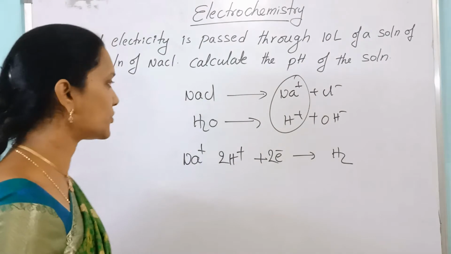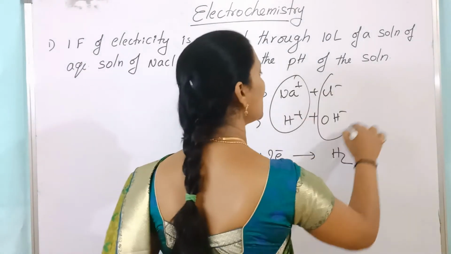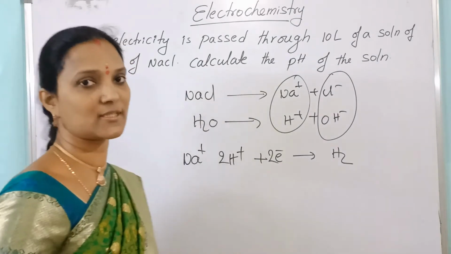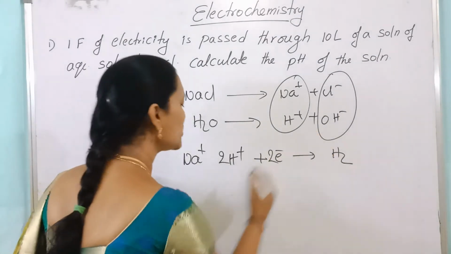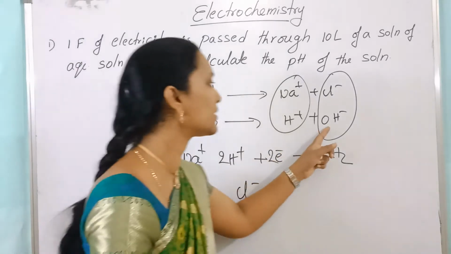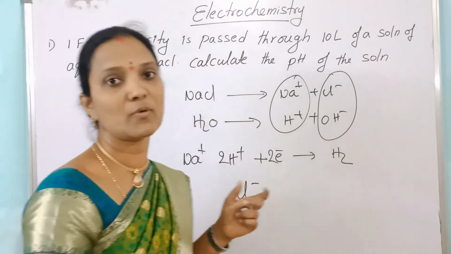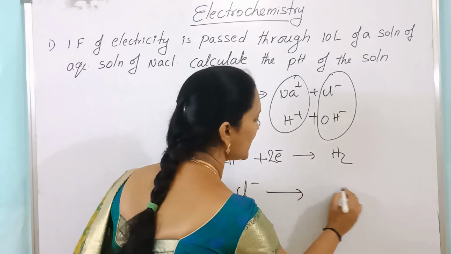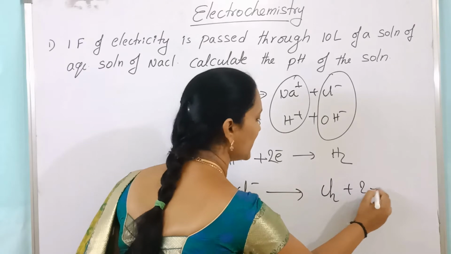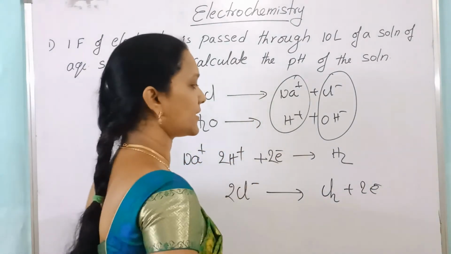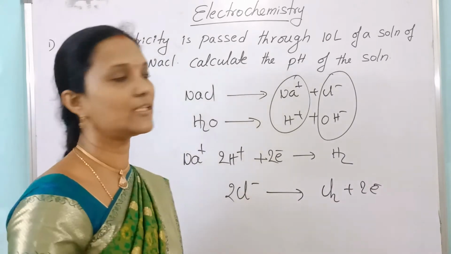It changes to H2 gas. And at the anode, Cl minus and OH minus both are there. Based on their overvoltage, OH minus does not undergo oxidation, Cl minus is involved in oxidation, because OH minus requires more voltage, that is called the overvoltage of OH minus. Now Cl minus changes to Cl2 and 2 electrons. So hydrogen is released at the cathode and chlorine is released at the anode.